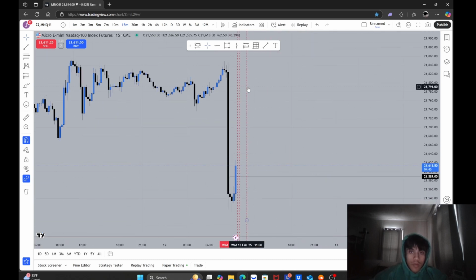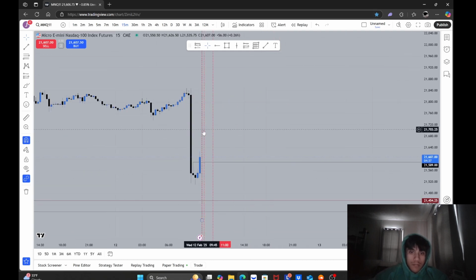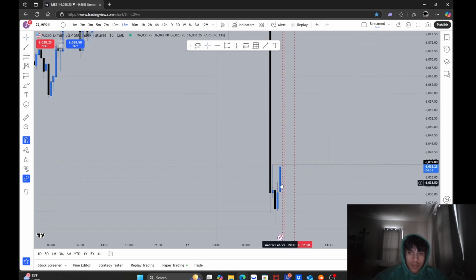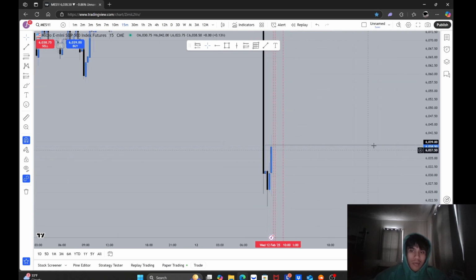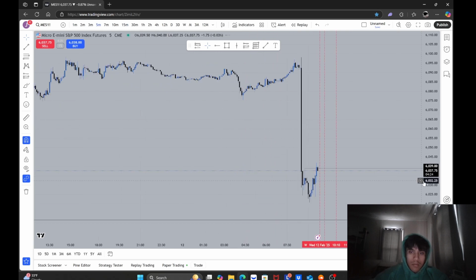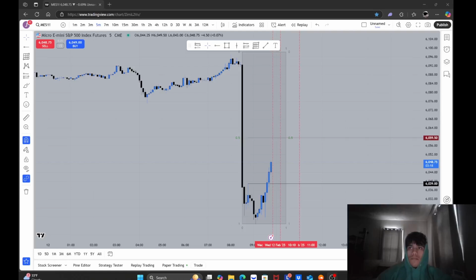And on the 15-minute we have this huge imbalance. I'm not going to mark it off because it's way too big, but that's technically what I'm playing off of. I marked these 15-minute highs, I guess you could say, but they're really not highs. So basically just waiting to see what happens.